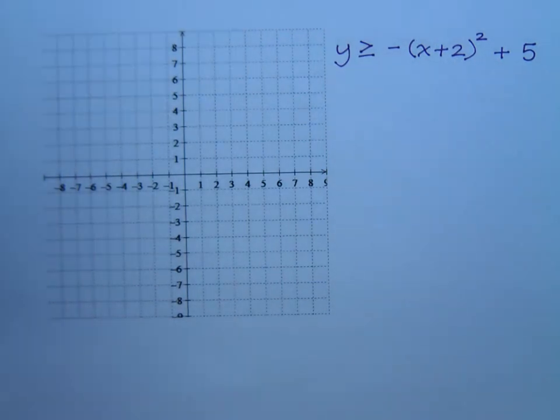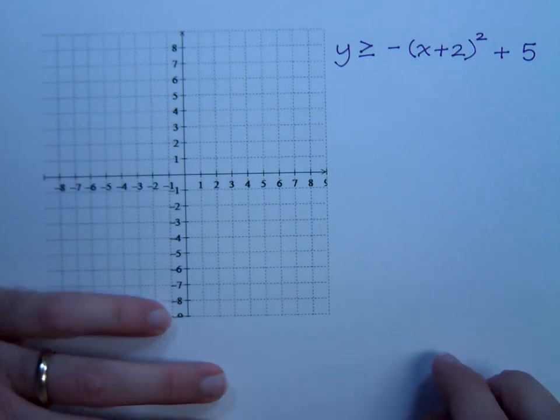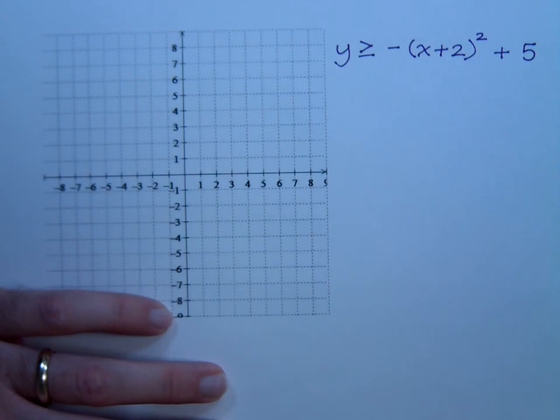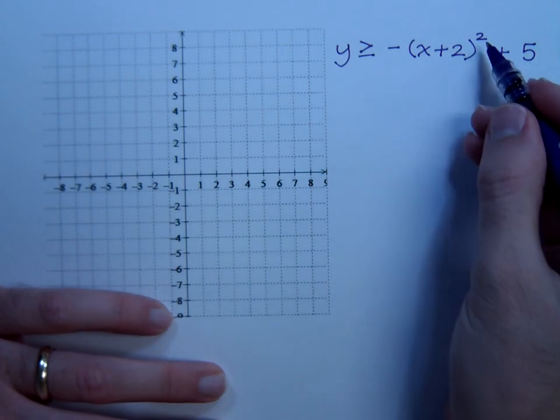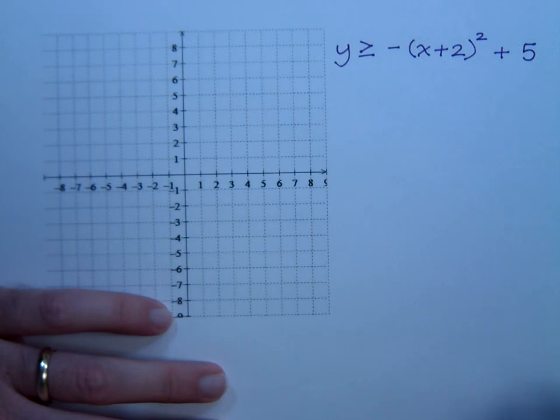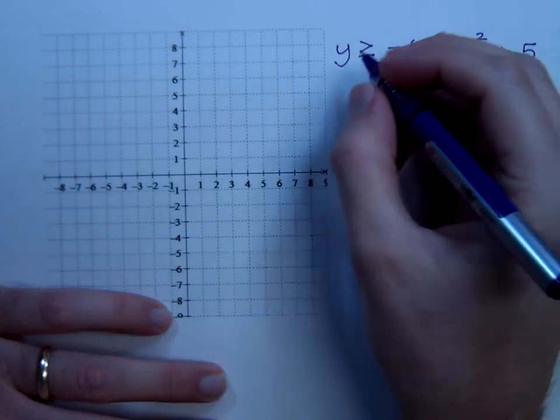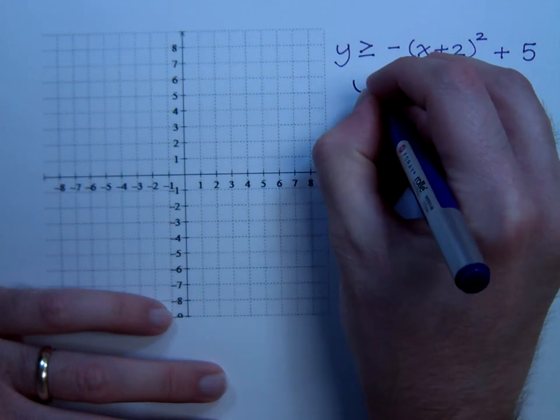Anyway, so we're going to graph this guy. I want you to tell me everything you know about it. Well, how do you know it's a parabola? We have a square here. All right. Thank you for calling it a parabola. Okay. So this is a parabola. What else do you know about this?